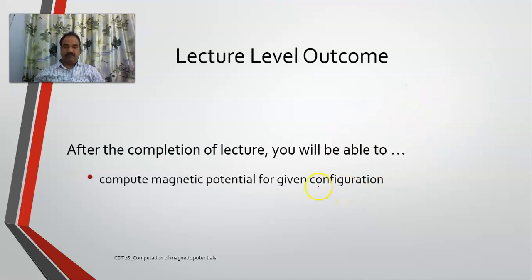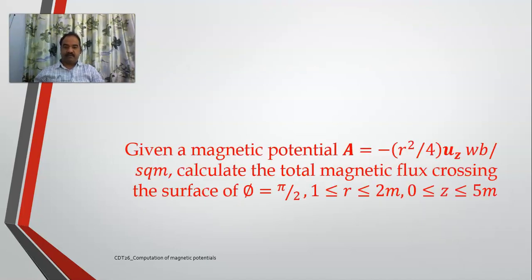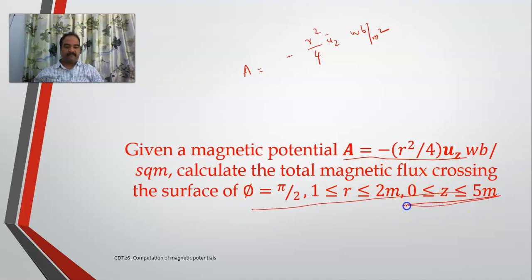Now, I hope that by the end of this lecture you will be able to compute magnetic potential for a given configuration. Now this is the problem which has been given for us. Given a magnetic potential A equal to minus r square by 4 uz Weber per meter square, and they want to calculate the total magnetic flux crossing the surface. So this is the surface. For this surface, they want to calculate the total magnetic flux.